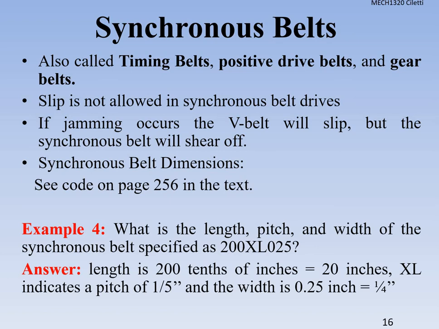So it's really essentially what? 200 divided by 10, so 20 inches. XL indicates a pitch of 1/5 of an inch and a width of 0.25 inches, or 1/4 inch. Okay, so kind of the difference of what we have there. Remember, there's going to be a pitch now because we have, I'm going to call it teeth or grips on this, so that's where that pitch represents there.